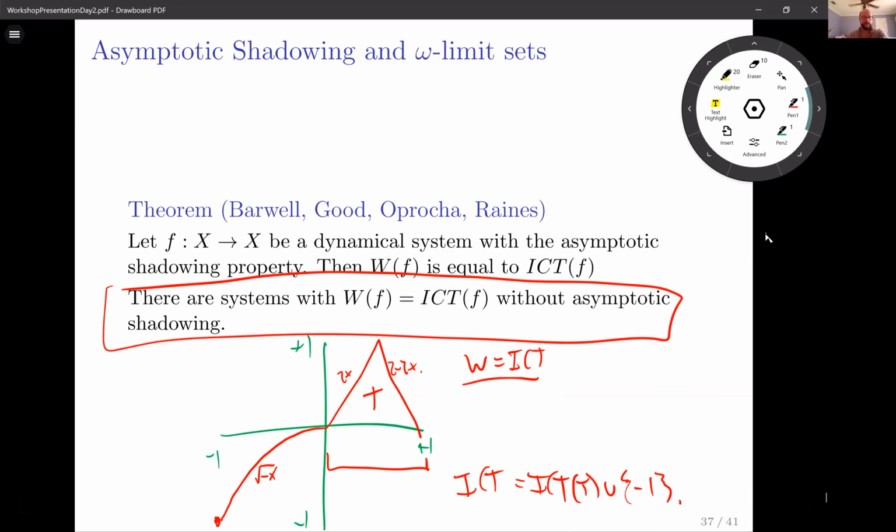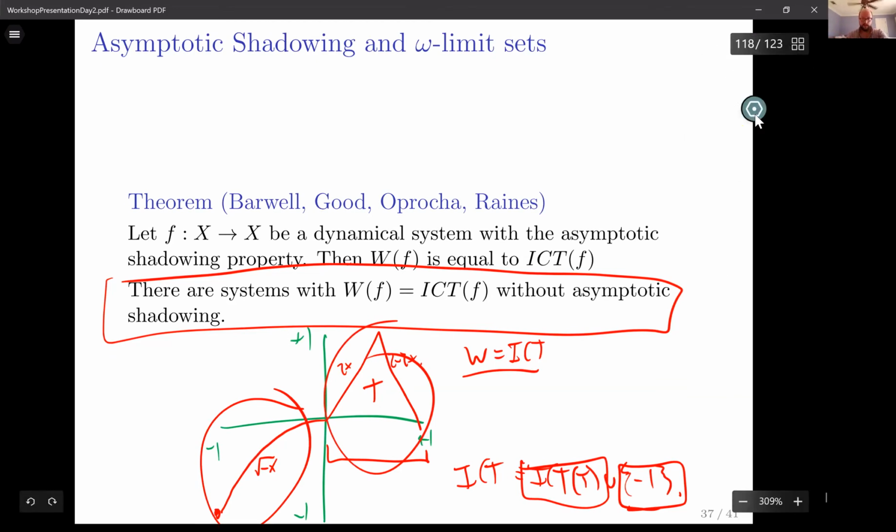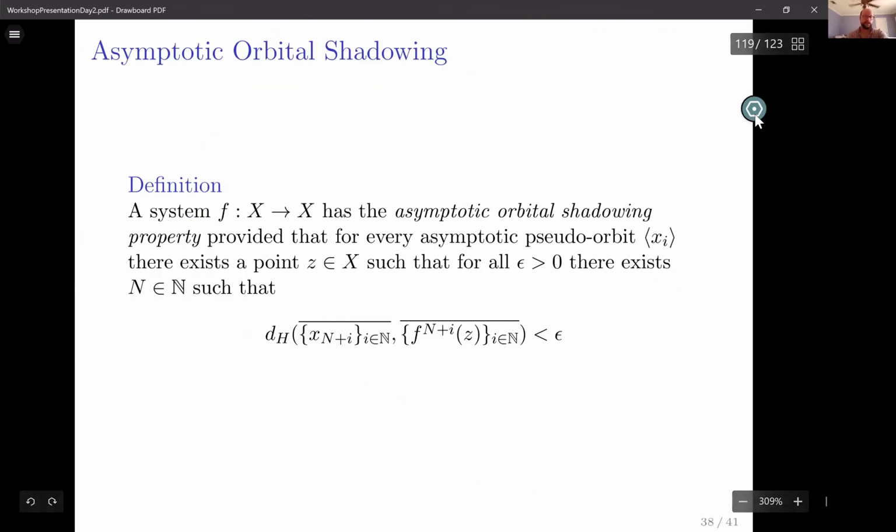And of course, we see that this thing here had the property that ICT was equal to W, and that's definitely the omega limit set of itself because it's a fixed point. Right? And this thing does not have the asymptotic shadowing property because we have asymptotic pseudo-orbits that start over here and end up over here, but no orbit can possibly do that. All right, so we need to do some things, okay? And we're going to follow that same progression we did for shadowing.